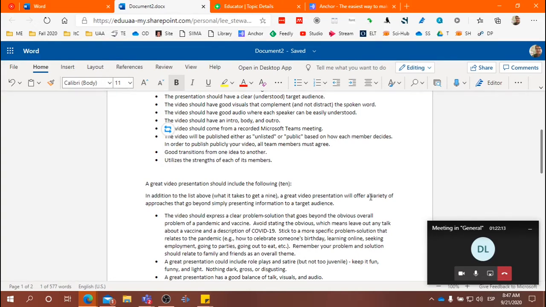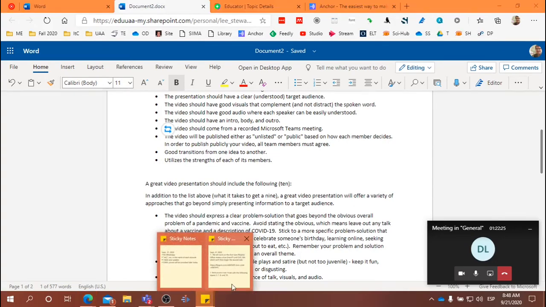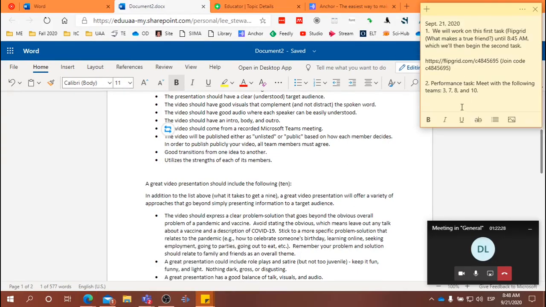Number one, I want to meet with each of your groups. Last Friday, I met with several groups, and today I want to meet with everyone else. So today I'm going to meet with group 3, group 7, group 8, and group 10. I think I met with everybody else a week ago last Friday. I want to hear how you're thinking about preparing for your video, what you've accomplished, what you're thinking about, and maybe what's left to do.